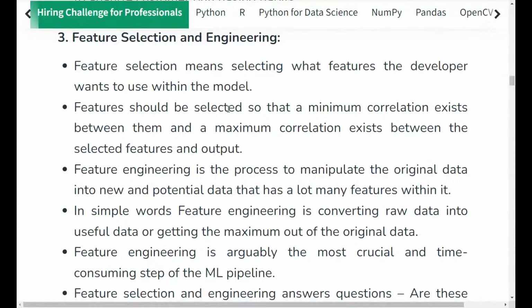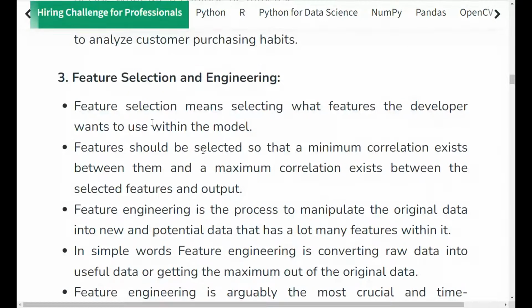Okay, the next thing, feature selection and engineering. I will remove that clock because everybody is having the clause. Okay, that clause is for me actually. Another clause. Okay, 2 minutes.